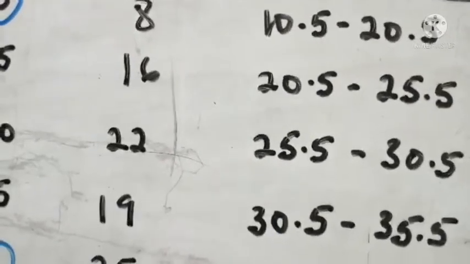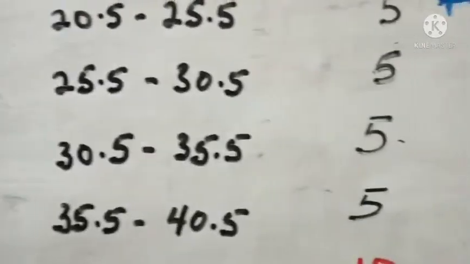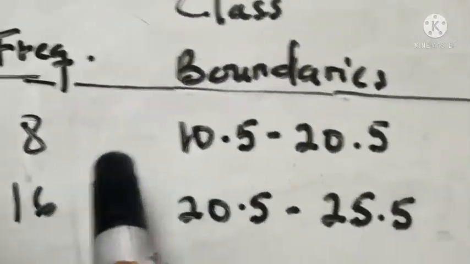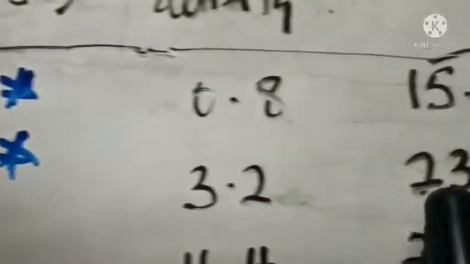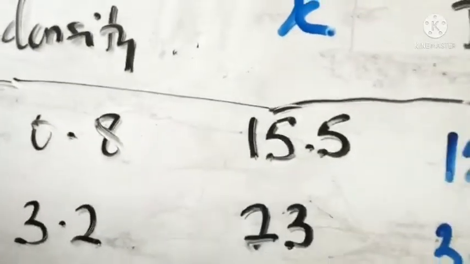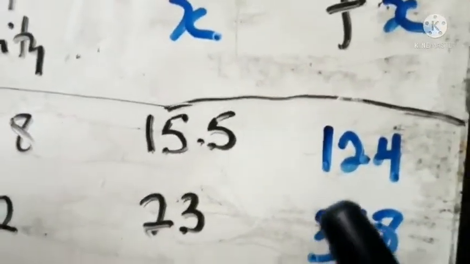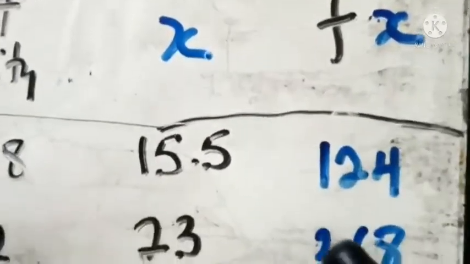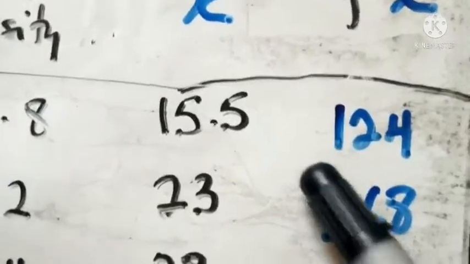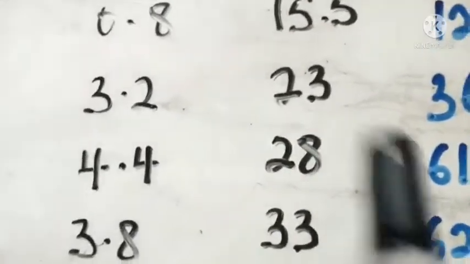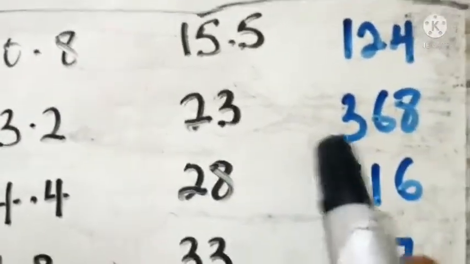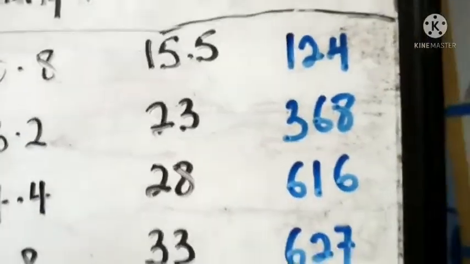Is that okay? What are they saying? They say we should multiply the frequency by x. So that will be 8 here, multiplied by 15.5. That should give 124. Is that okay? So you can see this column here, I'm having fx. This is 124. The same thing applies to the rest, you are multiplying the frequency by the x. So frequency here is 16 multiplied by 23. That will be 368, and so on and so forth.